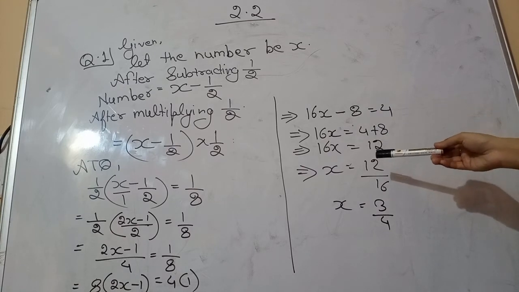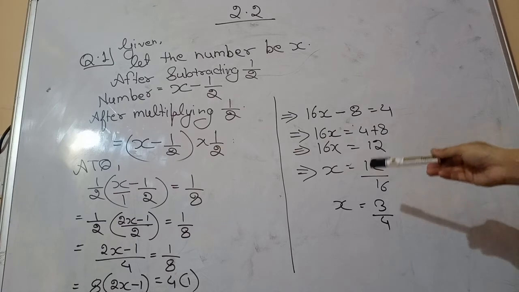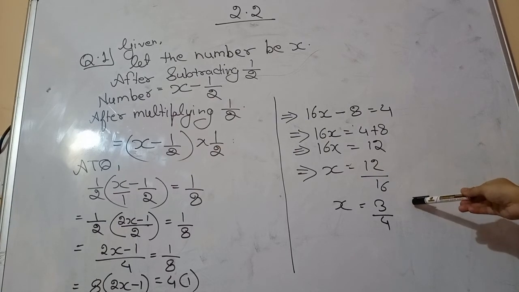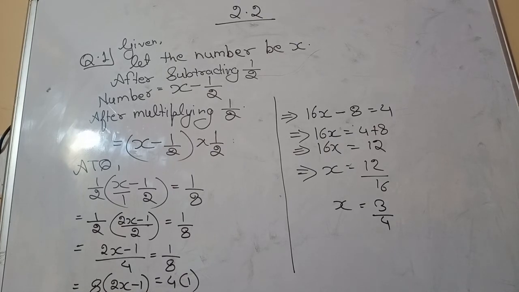Okay. Now 16 and x both are in multiplication. So after transposing, 16 will go in divide. So 12 by 16 and both come in the table of 4. 4 3s are 12 and 4 4s are 16. So what is the number which we have to obtain in the question? That is 3 by 4. Okay.